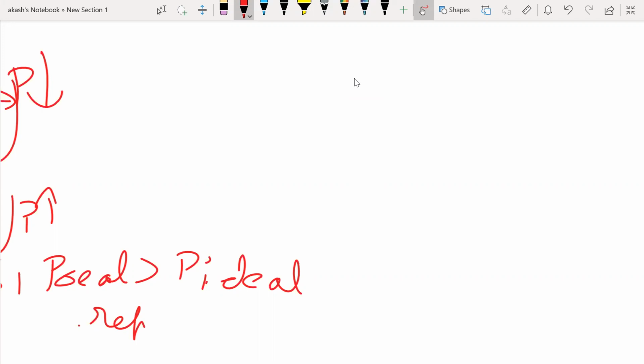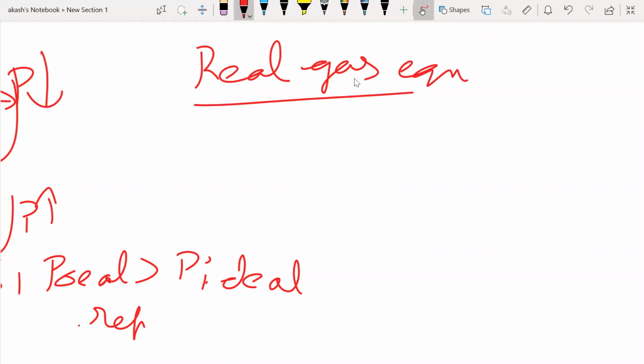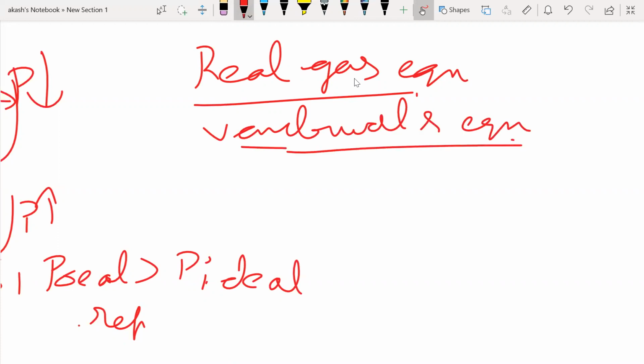Who was the scientist? Okay, it's the Van der Waals equation, the real gases equation. Basically, I'm going to see the real gas equation. It is also called the Van der Waals equation.